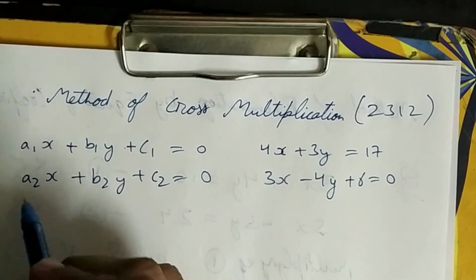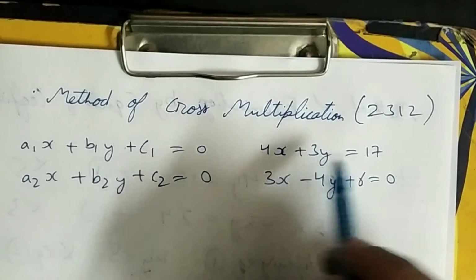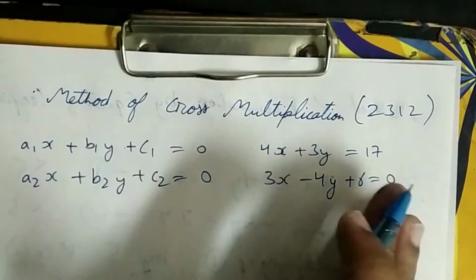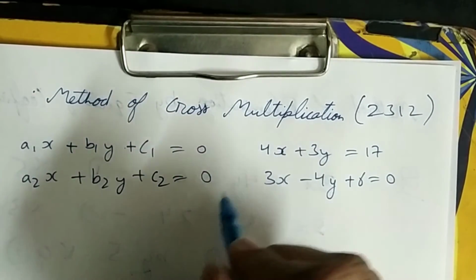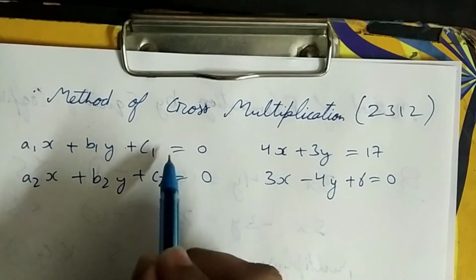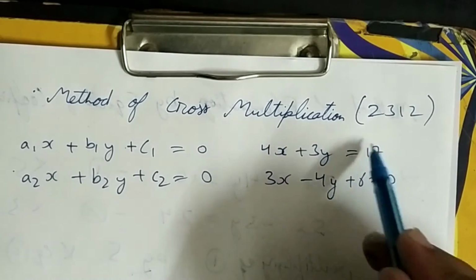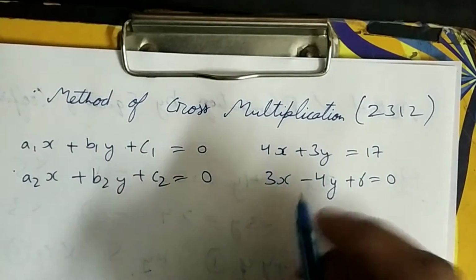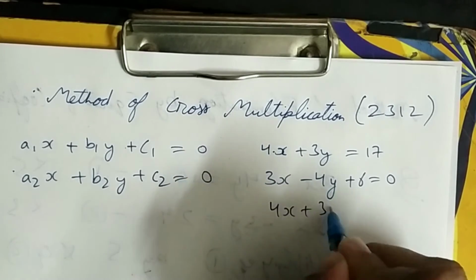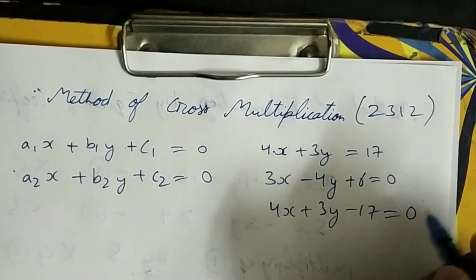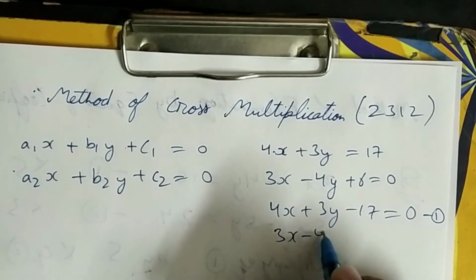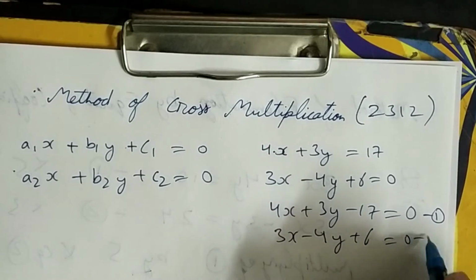So now these are the two equations. This is one question. We will simultaneously discuss the question and these two terms. First of all, we take everything to the left side of the equal sign. So first of all, we take this 17 to this side, so its sign will change. 4x plus 3y minus 17 is equal to 0. This is your equation number 1. And 3x minus 4y plus 6 is equal to 0. This is your equation number 2.